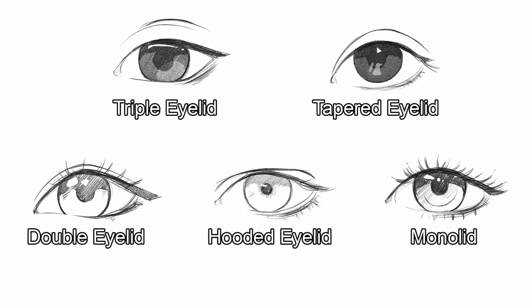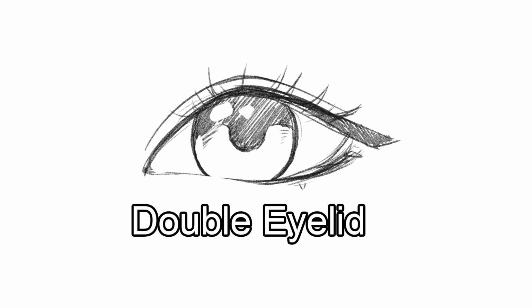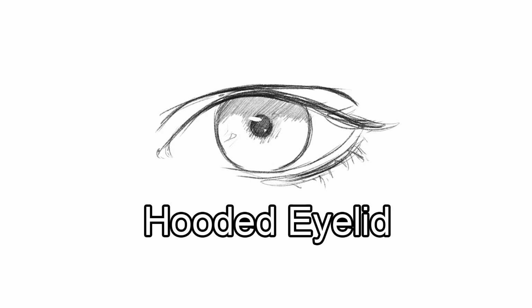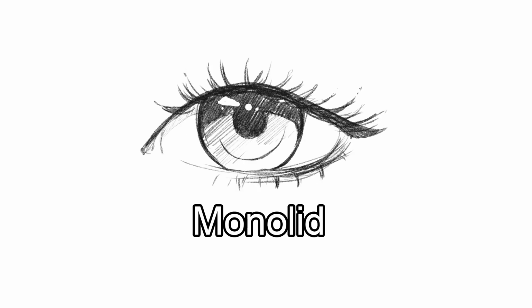So eyelids are pretty simple, they usually just follow the curvature of the eye. Depending on how high or low you place them can give a bit of a different look. There's not much to explain, so I'll just put in some drawings I did of different types of eyelids you can use as reference. You've got the double eyelid, the triple eyelid, the tapered eyelid, the hooded eyelid, and then finally you've got the monolid.